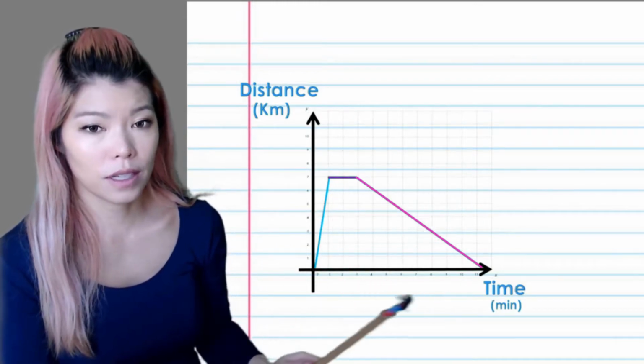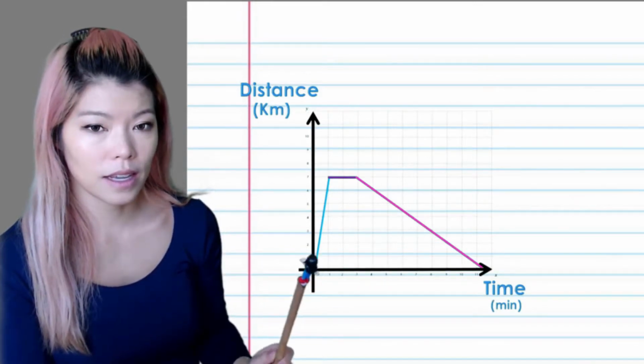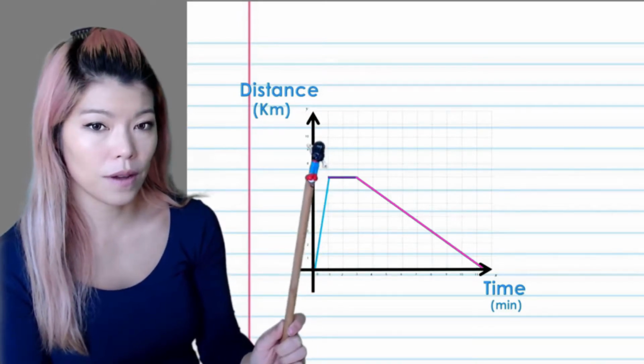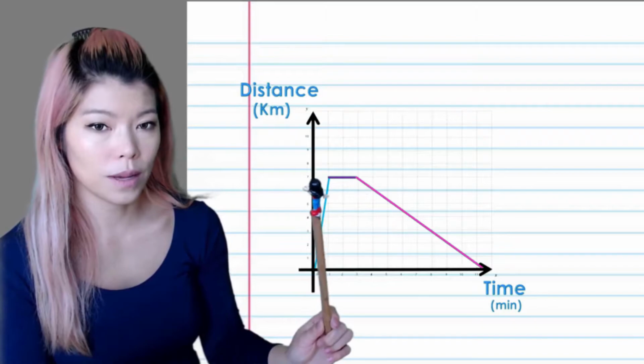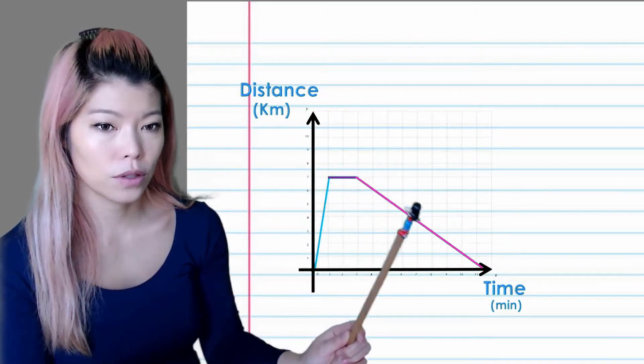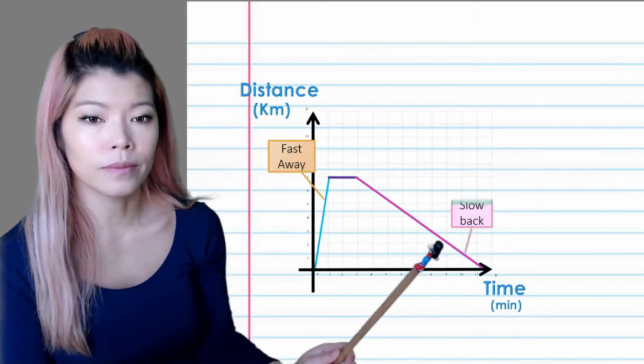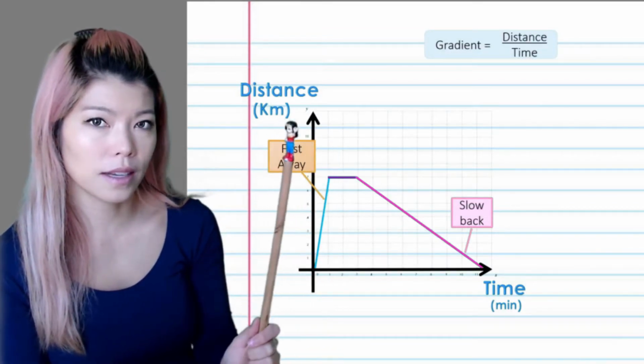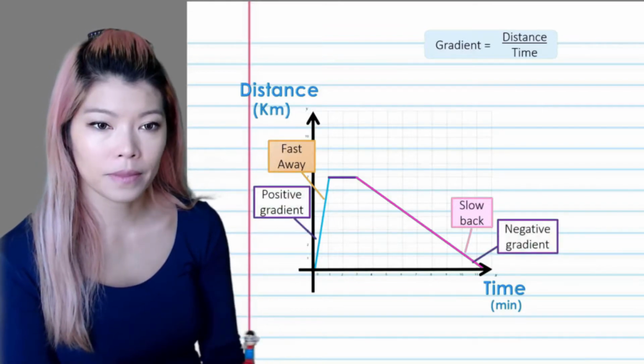Here we have a graph, distance away from home again. In this instance, we are going fast because it's steep, away from home. We stop for a while, same distance, and we go slow back home. So the gradient here is how fast it is, distance over time.